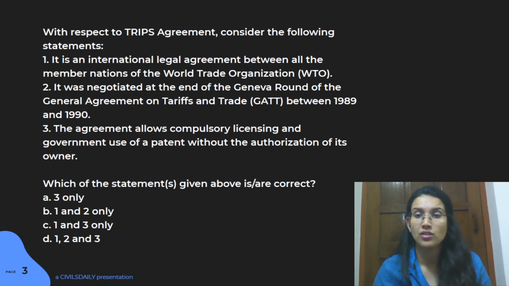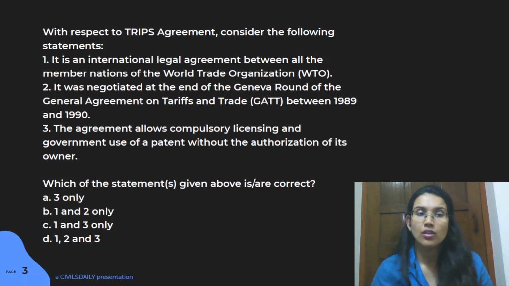So that is what this question is about. The very first statement here is that it is an international legal agreement between all the member nations of the World Trade Organization. Second, it is negotiated at the end of the Geneva Round of the General Agreement on Tariffs and Trade between 1989 and 1990. And third, the agreement allows compulsory licensing and government use of a patent without the authorization of its owner. So which of these statements are right?